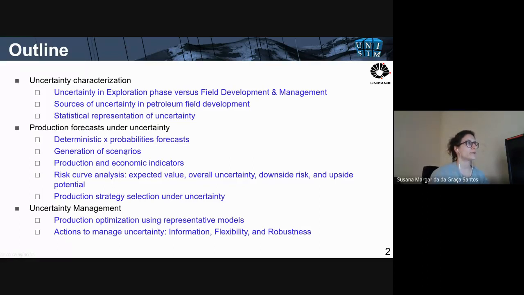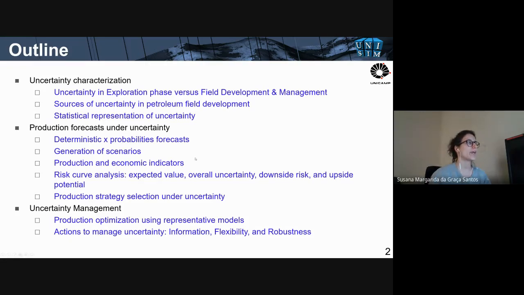Then we're going to talk about the production forecast under uncertainty. So you have seen reservoir simulation, how we can use it to forecast production. You have seen how we can deterministically optimize a production strategy. But now you'll see probabilistic forecasts. Meaning that we are going to incorporate uncertainties in the process, and we are not going to have just one forecast, but a set of possible forecasts of our reservoir.